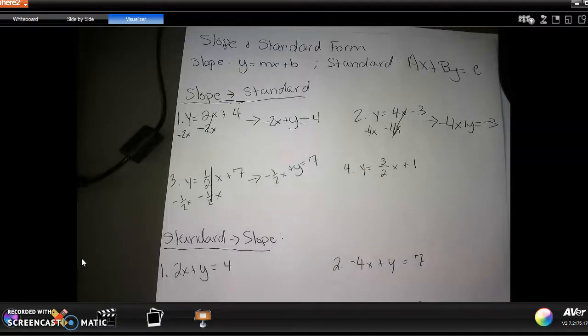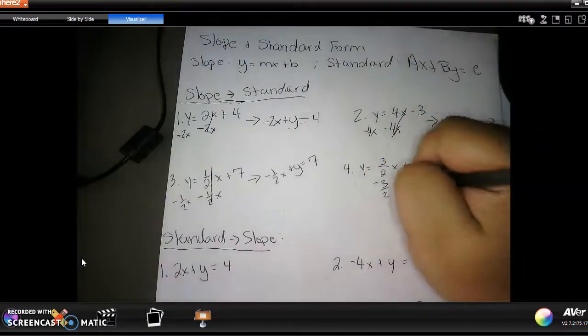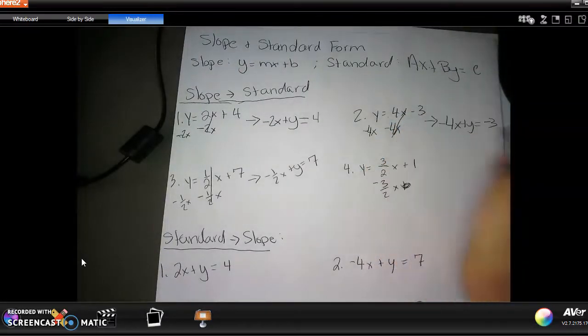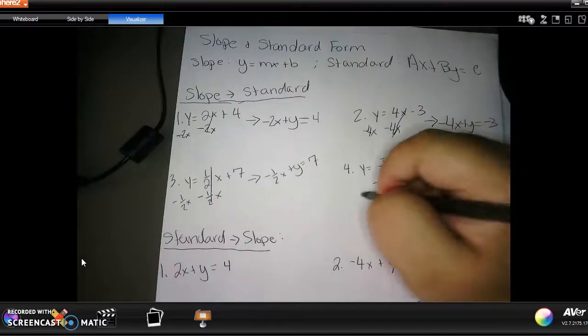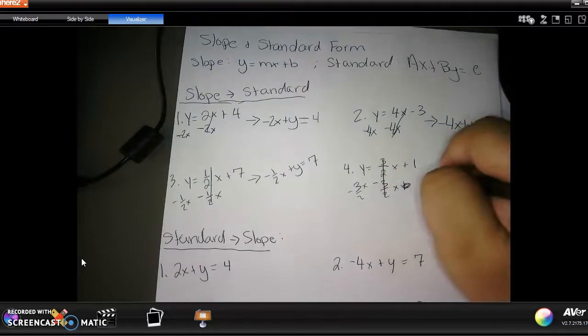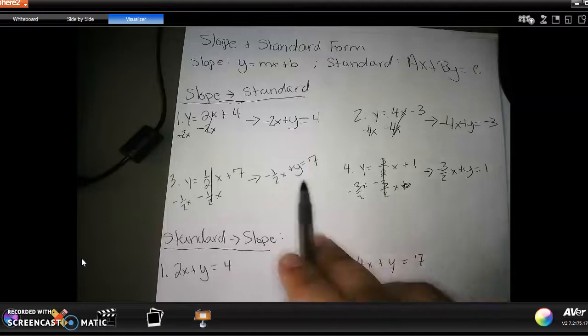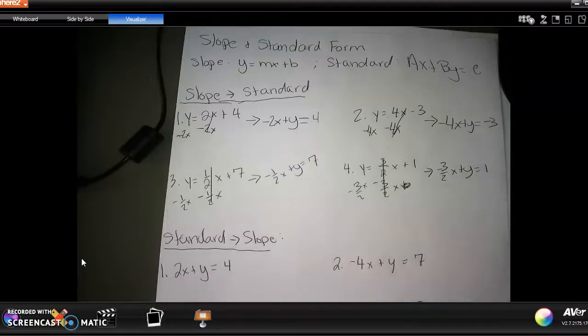Now let's move on to our next one. We have negative 3/2 x plus, oops, excuse me, I'm getting ahead of myself. Alright, negative 3/2 x. These cancel. So you have negative 3/2 x plus y equals 1. Okay? Now, there's something that we got to do on both of these. We have to get rid of our fraction.